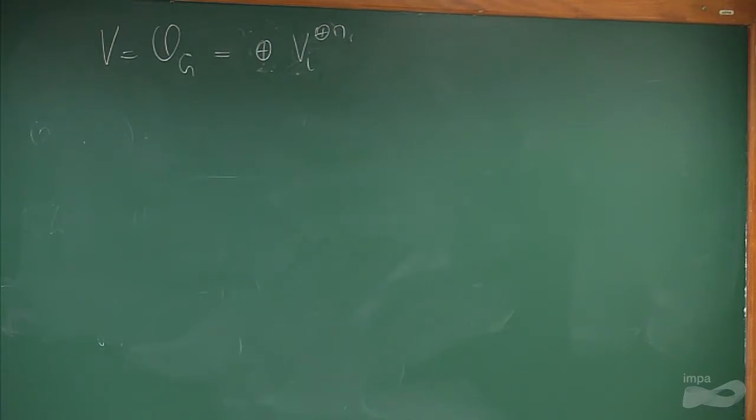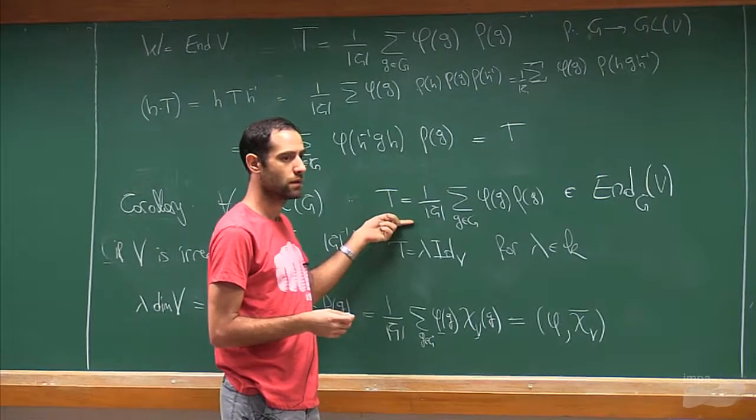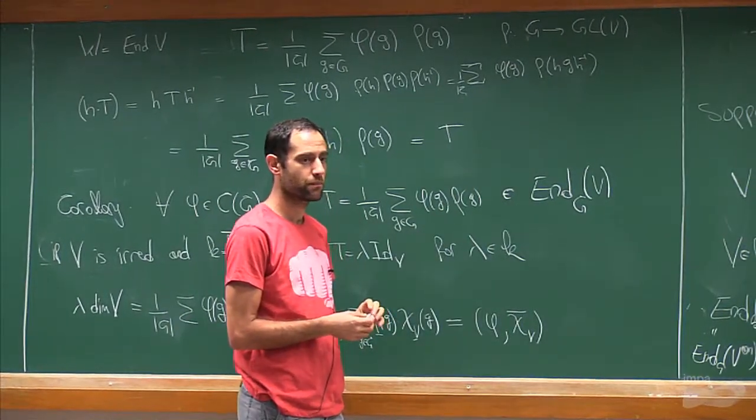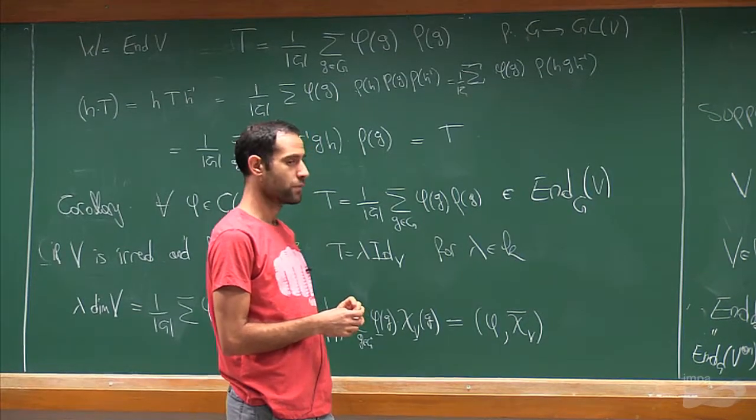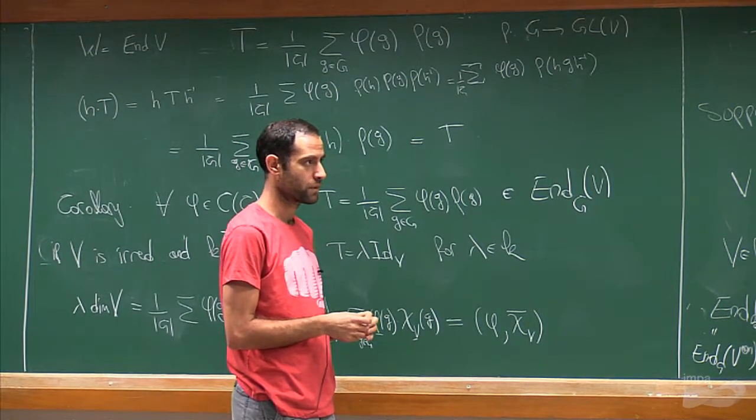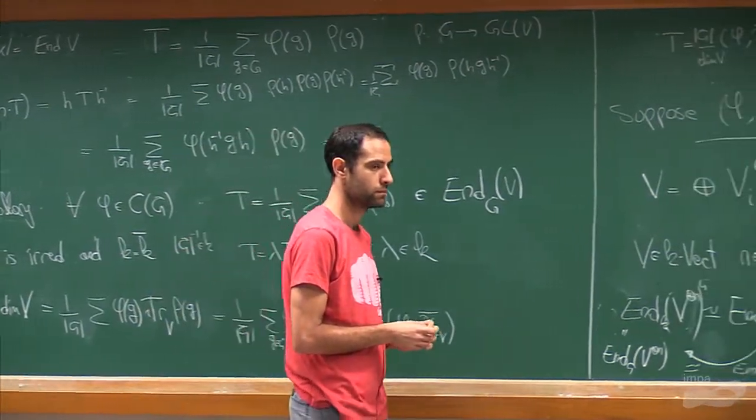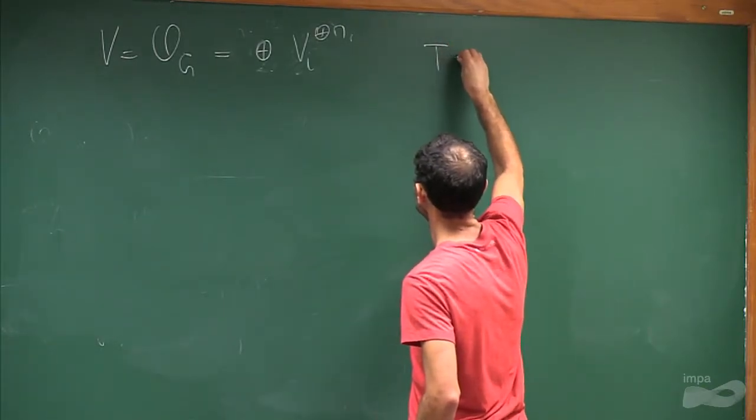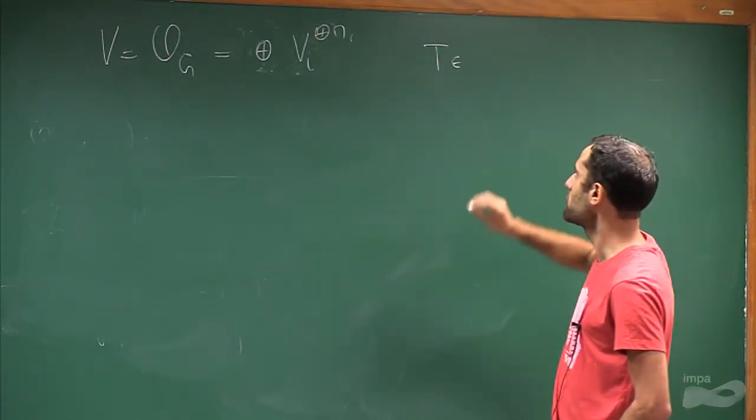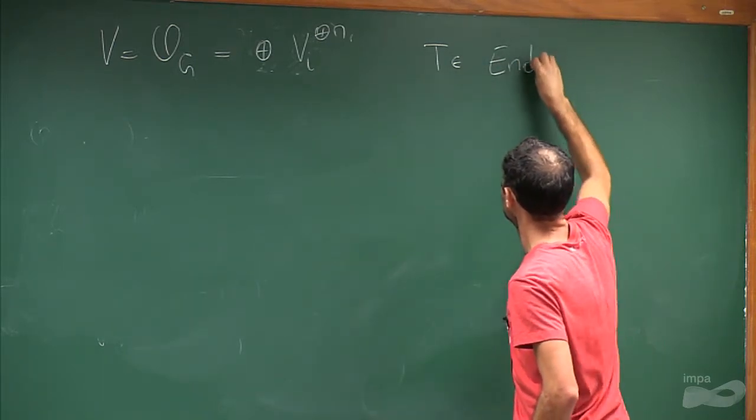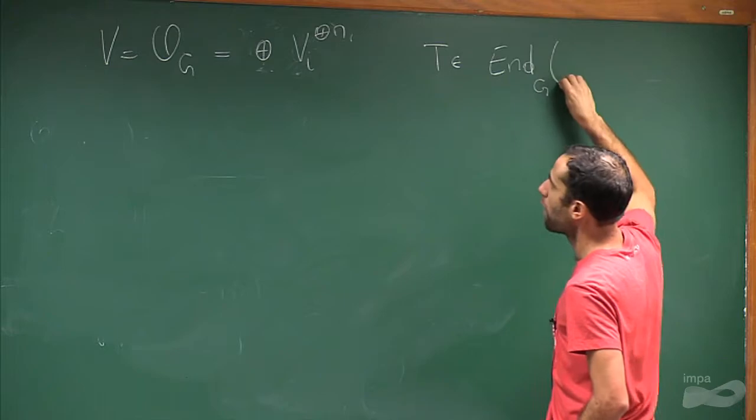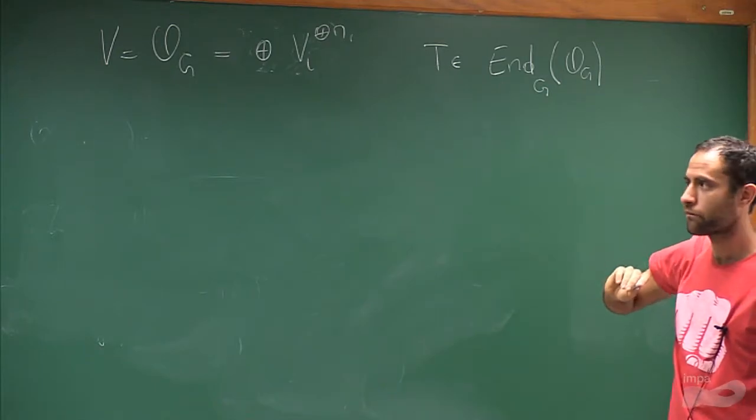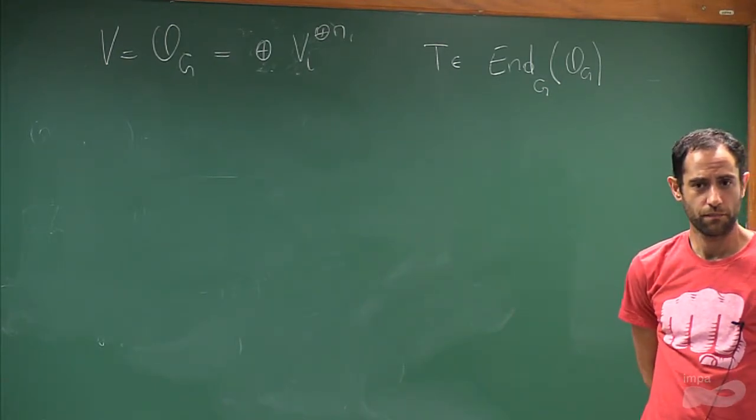So I can look at that T, which is going to be an endomorphism of that regular representation, which is invariant by the action of the group. I can look at my T given associated to that phi, which is now an endomorphism, invariant by G, of that vector space. Right?